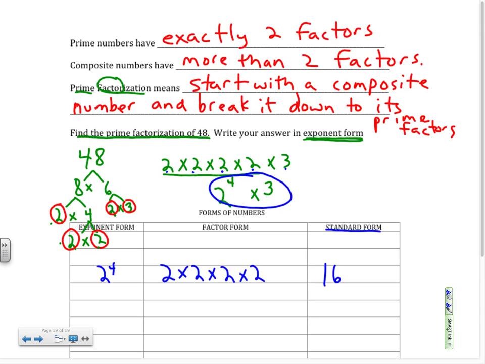I'm going to do one more for practice. If I have 3 to the 2nd power, that means 3 is my base number. That's the one number I multiply by itself 2 times. My exponent tells me 2 times. So 3 times 3 is the factor form of 3 squared, and 3 times 3 is 9. So 9 is the standard form of 3 squared.